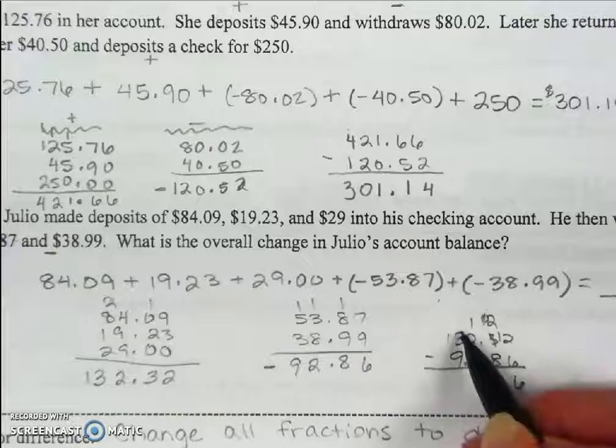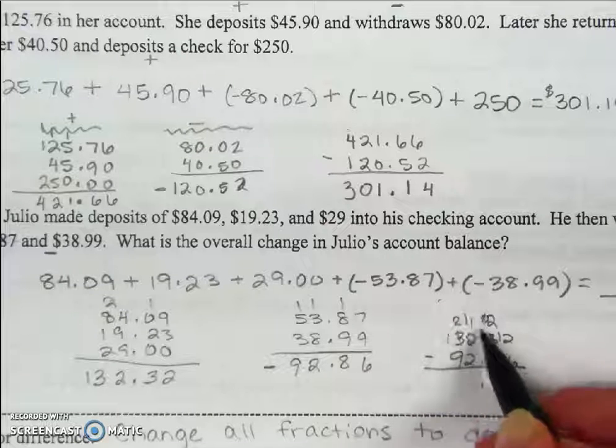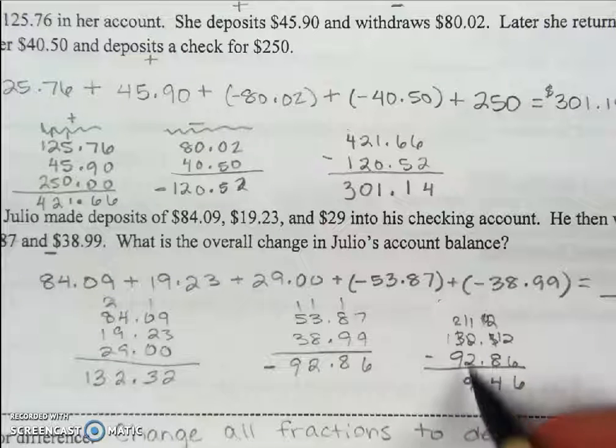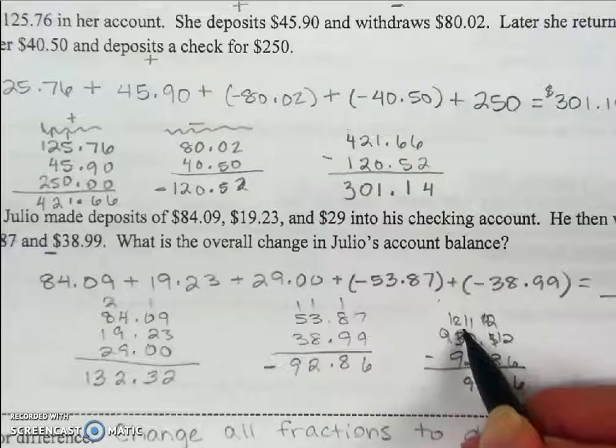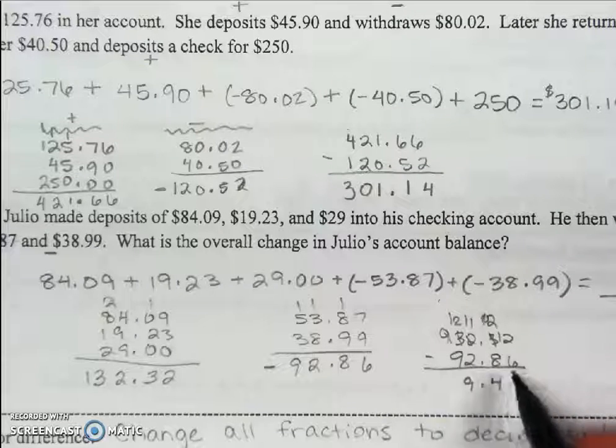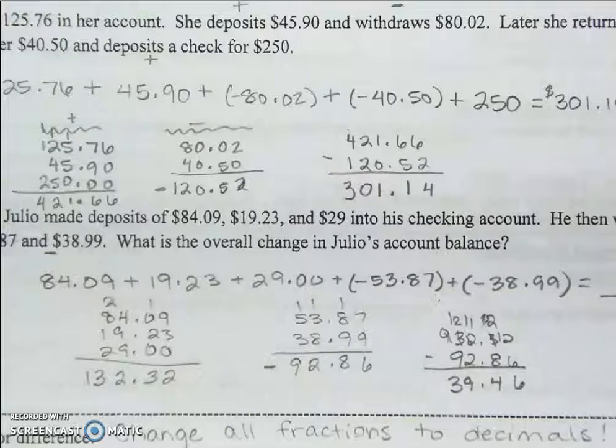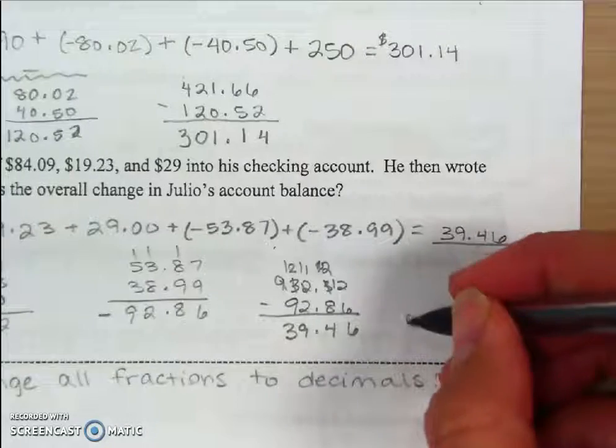Bring down the decimal, borrow again. 11 minus 2 is 9, borrow again. And 12 minus 9 is going to give me 3. All right, so that tells me, did we have more positive or more negative? There was a positive change of $39.46. So overall, his account went up.